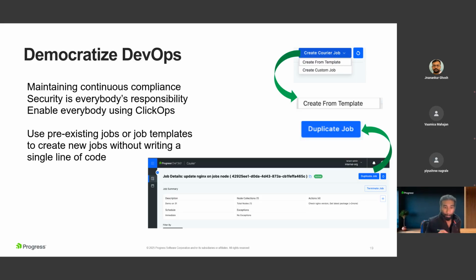The aim here is to enable and empower all teams within an organization to participate in compliance. Compliance is everyone's responsibility, and we do not want any team to be a bottleneck for other teams. When necessary, anyone can act. But hey, the administrators can have full visibility and control over who performs what actions.